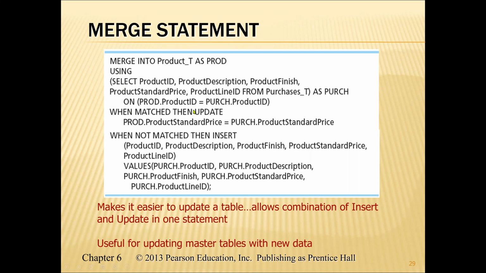Now, if they match, but when not matched, then we should insert product ID, product description, product finish, product standard price, again, all the columns. In this case, the values are PURCH dot product ID, PURCH dot product description, product finish, product standard price, and also product line ID. That's if the two don't match, we insert the values from the PURCH, which is the purchase T, the information we get from purchase T.